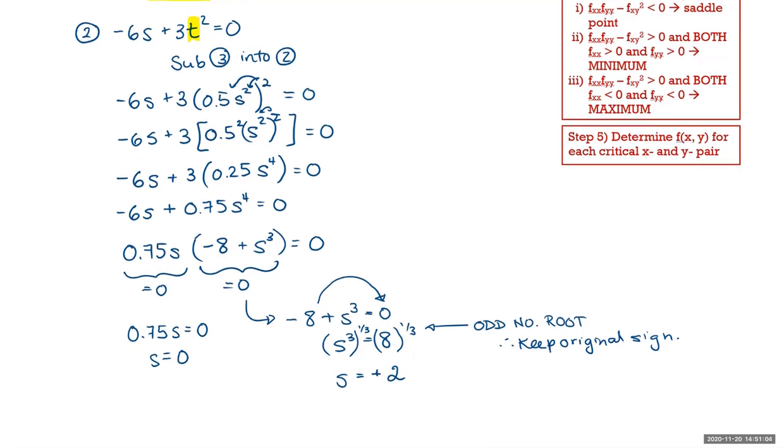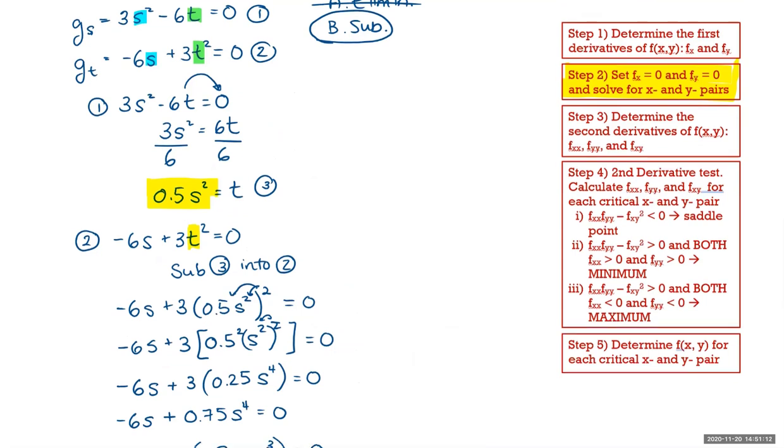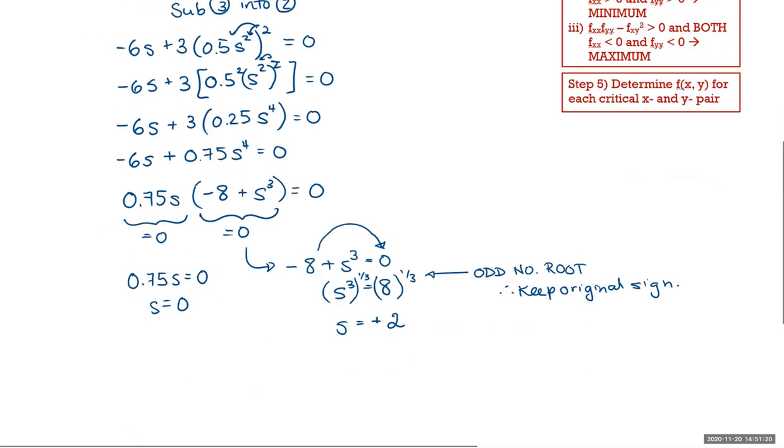When s is equal to 0 or when s is equal to 2, now I have to figure out the associated t values. So I go back to equation 3, the equation t is equal to 0.5 s squared. So t is equal to 0.5 s squared, my equation 3.